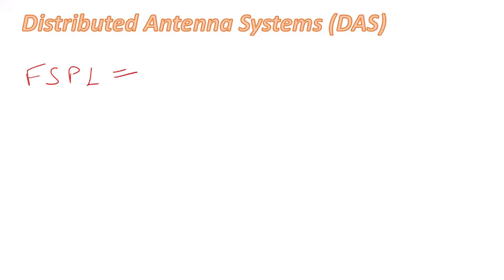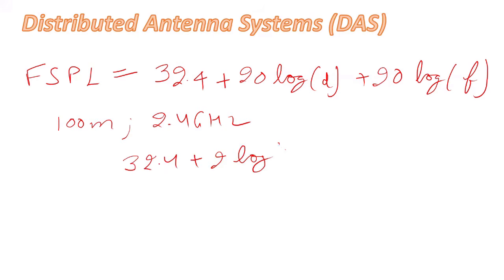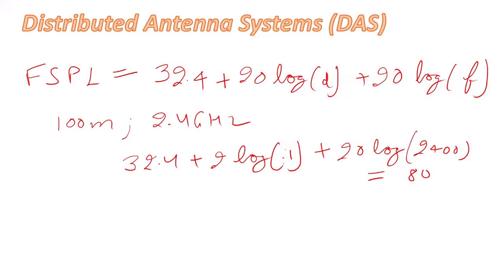Free space path loss is equal to 32.4 plus 20 log D plus 20 log F. Suppose the distance between antenna and user is 100 meters, and we are using 2.4 gigahertz. Then what will be our free space path loss? It will be 32.4 plus 20 log D, where D is in kilometers, so 0.1, plus 20 log F, where F is in megahertz, so 2400. The value will be around 80 decibels.